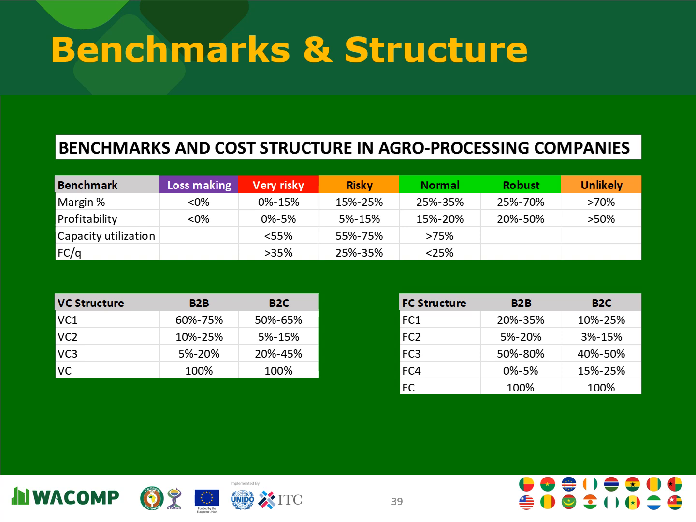To help you with the benchmarks, you can use these 3 tables. The first table is for margin percentage, profitability, capacity utilization, and FC over Q, the fixed costs per unit sold. And you will see that in 85% of all cases, these CB1 benchmarks will serve you right. Please use them.